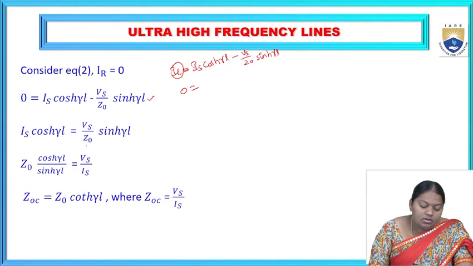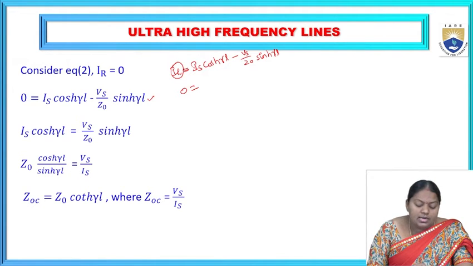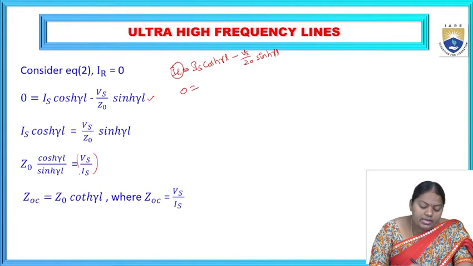Now, if we cross multiply, Z naught into cosh gamma L: if you take sinh gamma L to the left-hand side, it goes to the denominator as sinh gamma L, and if you take Is to the right-hand side, it will be in the denominator. Hence, Z naught cosh gamma L by sinh gamma L equals Vs by Is, right? Here Vs by Is is denoted with ZOC. So ZOC equals Z naught into cosh by sinh.